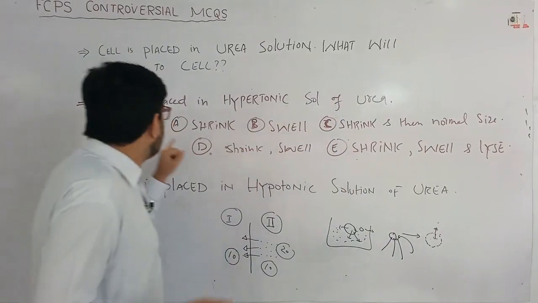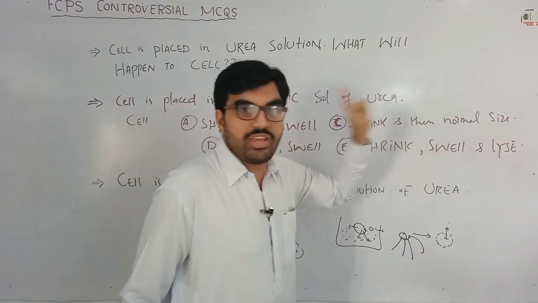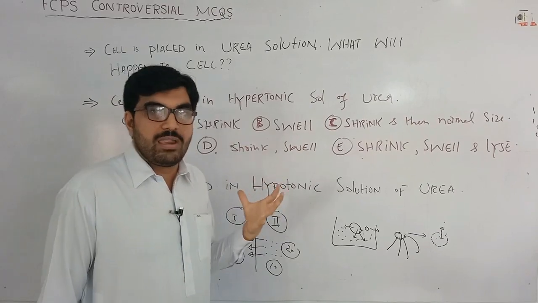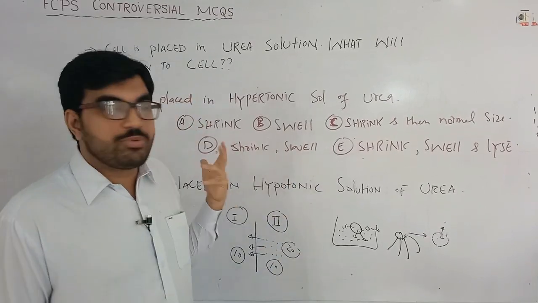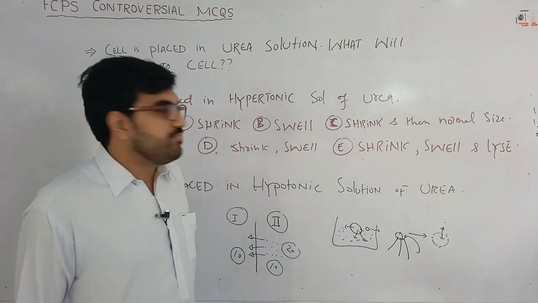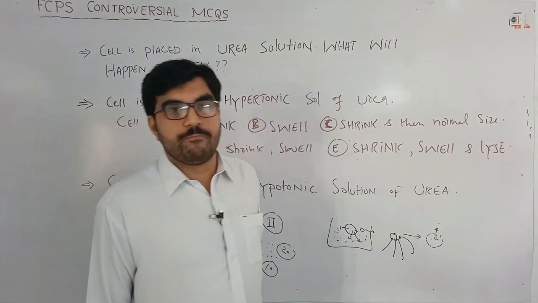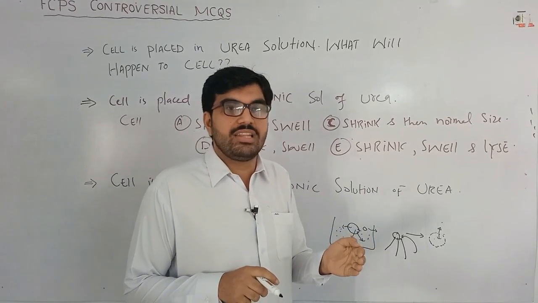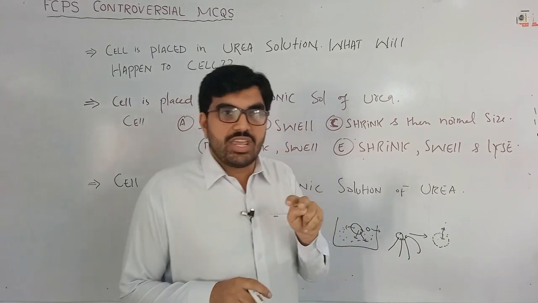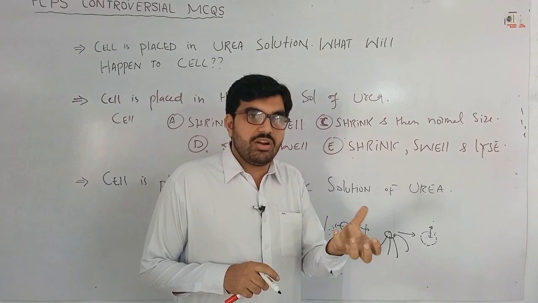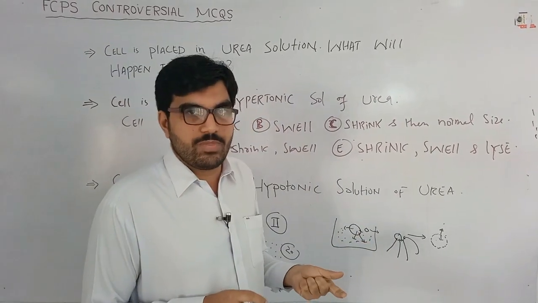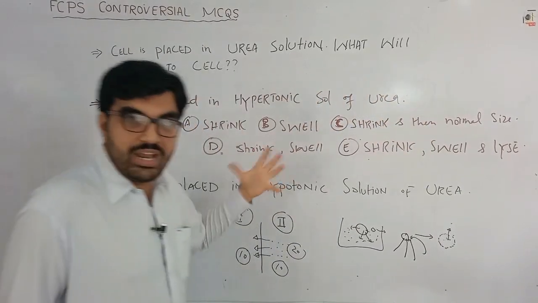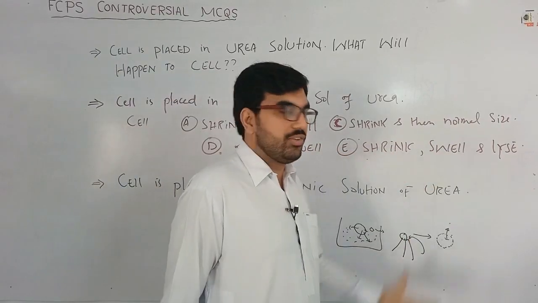If that is in the option, you have to pick that: shrink and then normal size. If that is not in the option, you will pick shrink and then swell. But they will confuse you. They will give you an option like this: shrink, swell and lyse. Usually this does not happen ideally, because the urea molecules move from the outside of the cell into the inside until there is equilibrium. Whenever there is equilibrium, the inside of the cell does not pull the water maximally. So shrink and then normal size. If that is not an option, shrink, swell. If that is not an option, shrink, swell and lyse.